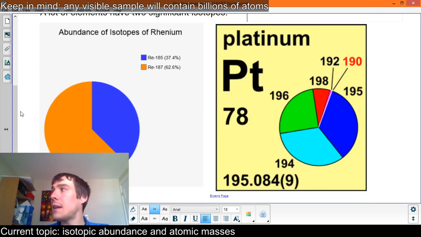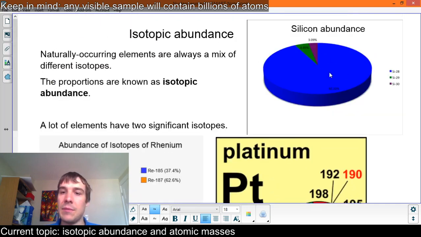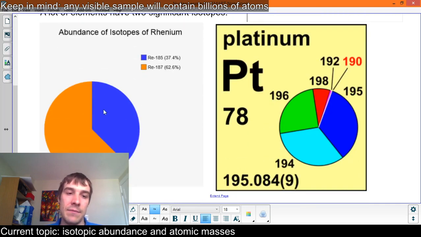But other ones have a little bit of a fancier distribution. So rhenium, for example, comes in 2 stable forms, rhenium-185 and rhenium-187. About 37% of the rhenium is rhenium-185, and about 63% of it is rhenium-187. So sometimes they're mostly one thing. Sometimes they're split.